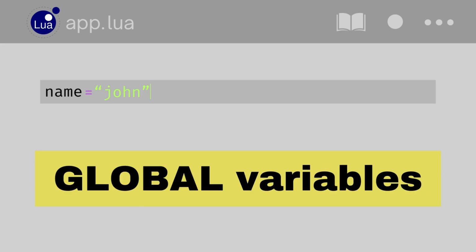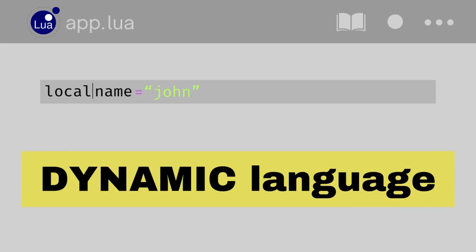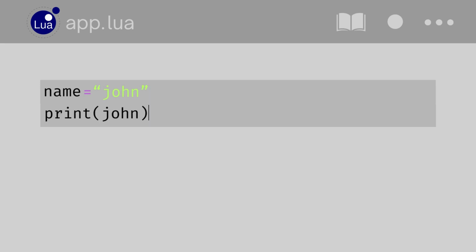To get started, install it, then create a file ending in .lua. Declare a variable by providing a name and value. By default, variables are global, but make them local with the local keyword. It's a dynamic language, so no type annotations are required. We can then use print to output the value to the standard output.